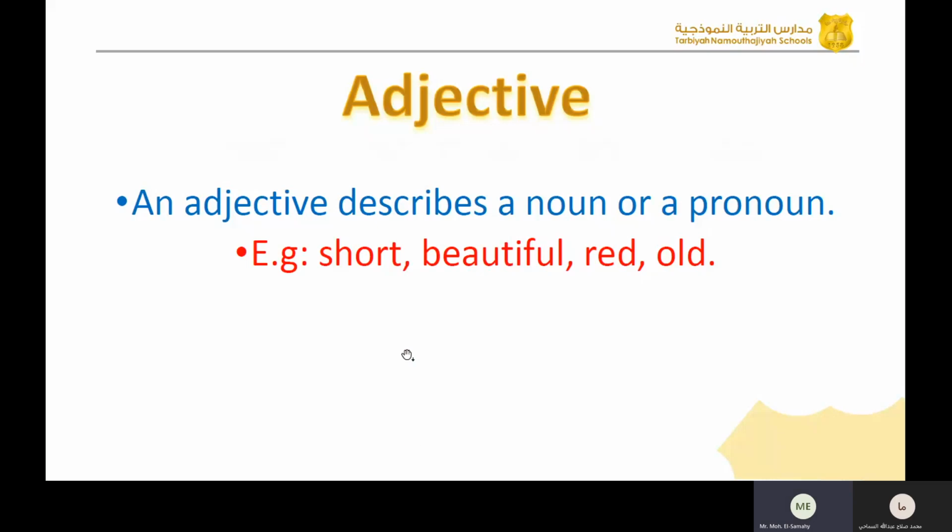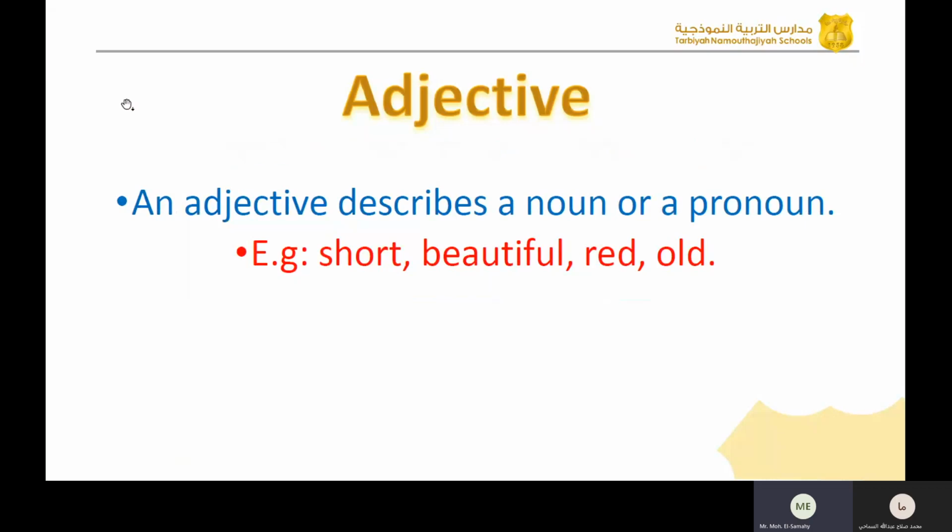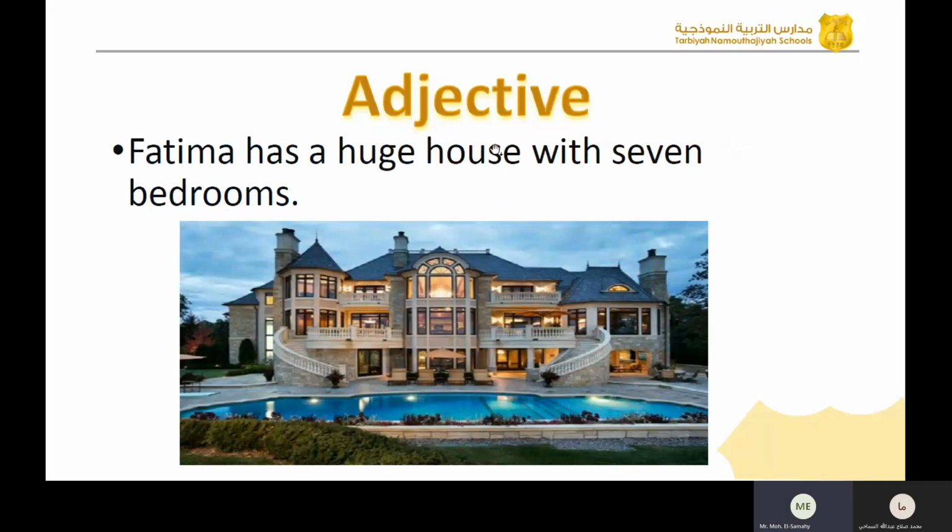Let's see the examples. Fatima has a huge house with 7 bedrooms. And as we see here, it is really a huge house, which has 7 bedrooms. Where is the adjective in this sentence? Huge. Huge, which means very big.